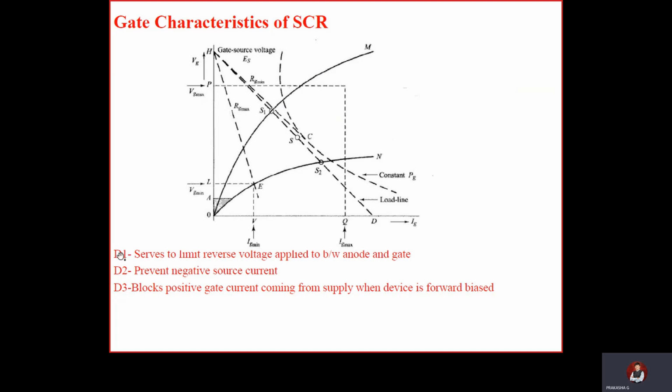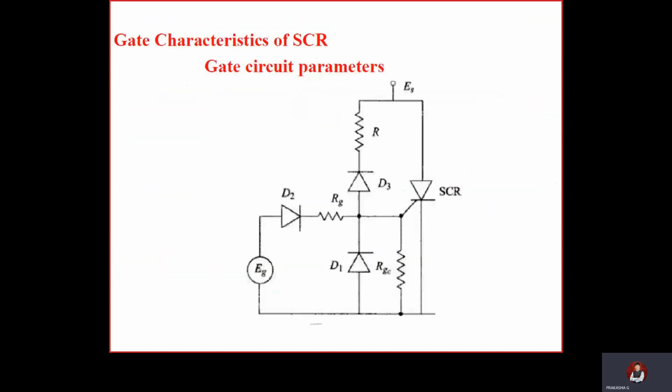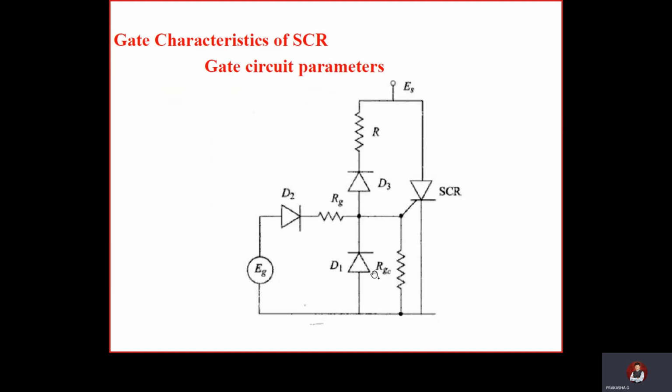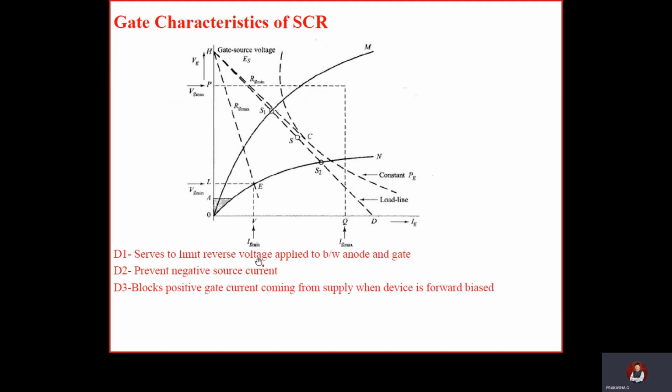See D1, where is the circuit? Next page. Here. This is D1, D2, D3. Three diodes are there. Let us see. D1 serves to limit reverse voltage applied between anode and gate. What is the purpose of D1? In between the anode and gate, it limits the reverse voltage. D2 prevents the negative source current. D3 blocks positive gate current coming from the supply when the device is forward biased.